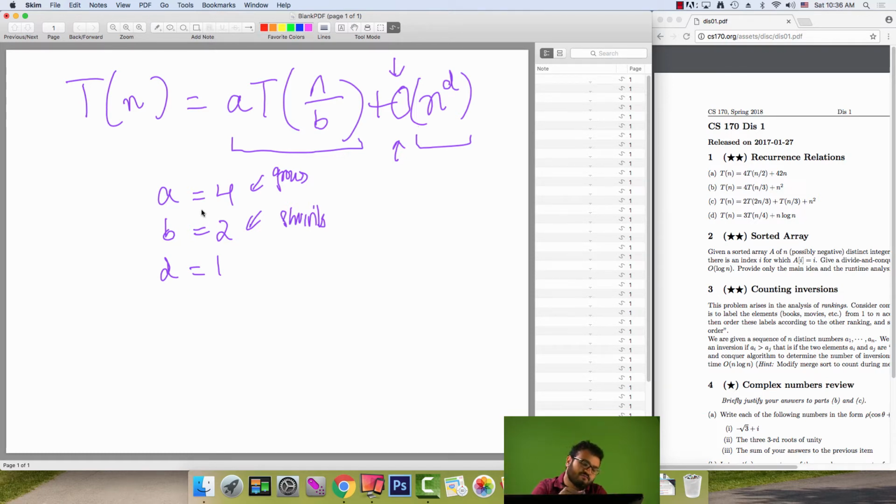OK, so we have a, b, and d. And we ignore the 42 here because that's just a constant factor, and we don't worry about constant factors in asymptotics. Now let's take a look. What is log base b of a? It's 2, because it's log base 2 of 4, which is 2. And d is 1. Which one wins? Well, this one wins. So the answer is n squared.